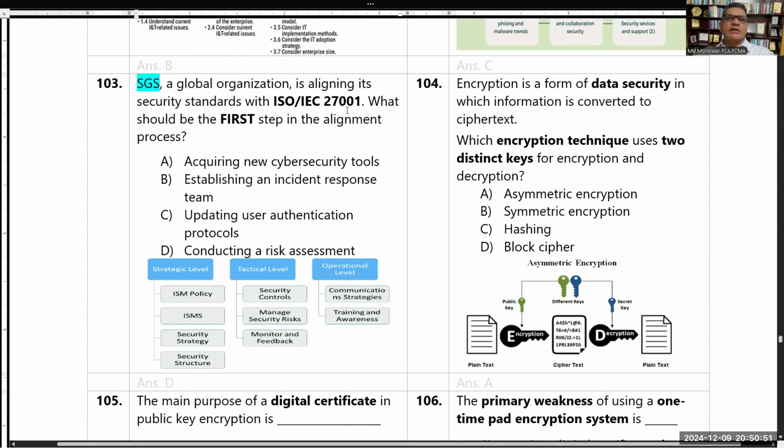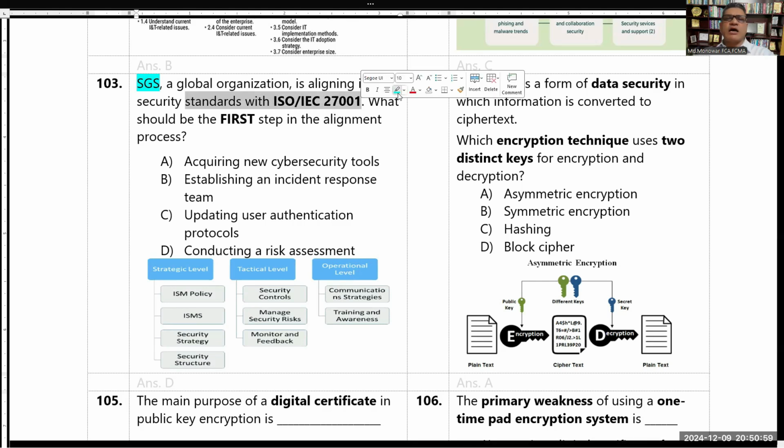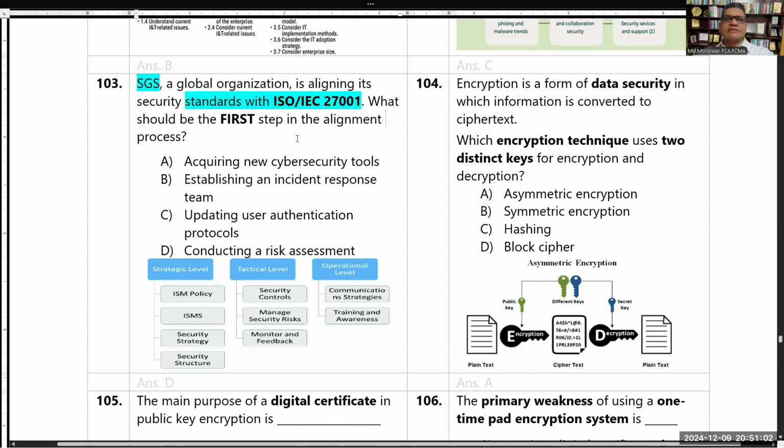A global organization is aligning its security standards with ISO 27001. What should be the best first step for the alignment process? The best step is conducting a risk assessment. Then we have to start the work. Conducting a risk assessment. Answer D.